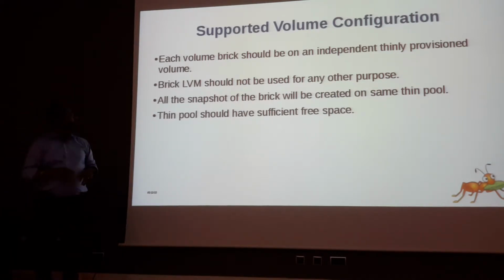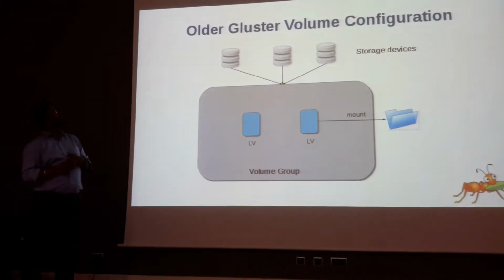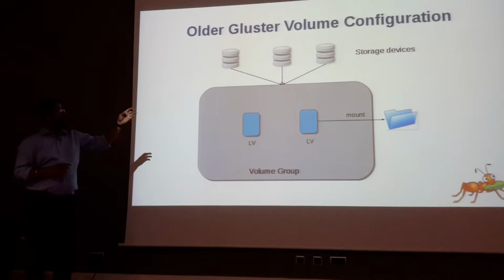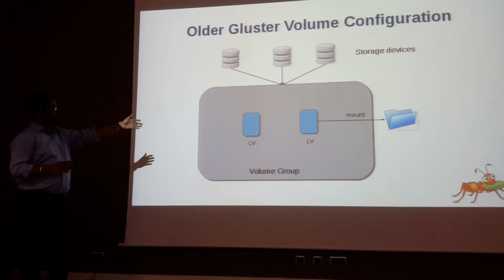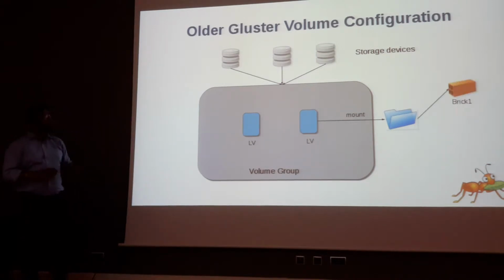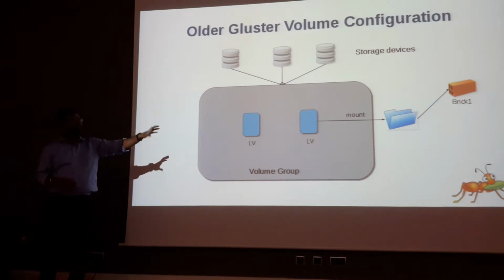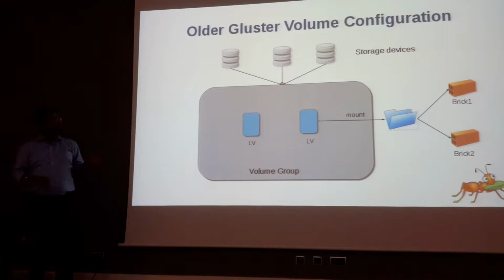I think we'll go to the next one where I can give an example. This is the older configuration, where you can have an LV or direct bricks. You directly mount it and create multiple bricks out of that mount. This older configuration is no longer supported going forward from 3.6 to take advantage of the snapshot feature.